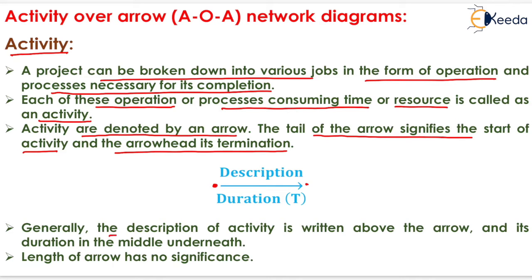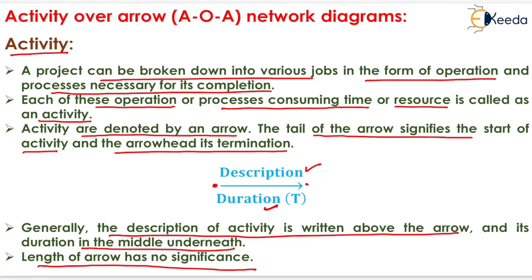Generally, the description of the activity is written above the arrow, whether it is for concreting work, excavation work or something else, and its duration is shown in the middle underneath. Now the duration of the activity is shown at the bottom of the arrow, that is here. The length of the arrow has no significance in network analysis.